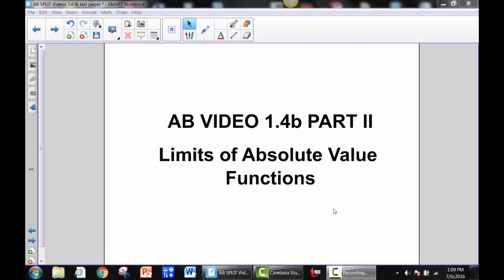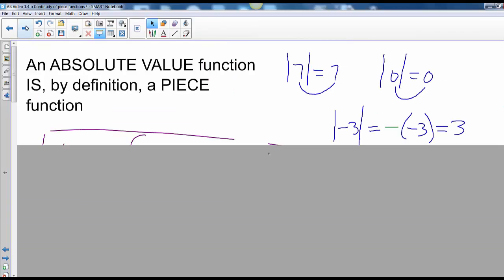Hi, welcome to AB Video 1.4b Part 2, Limits of Absolute Value Functions. Now, absolute values. This is going to be a little tricky. I know you think of absolute values as easy, but this is going to be a little bit tricky.